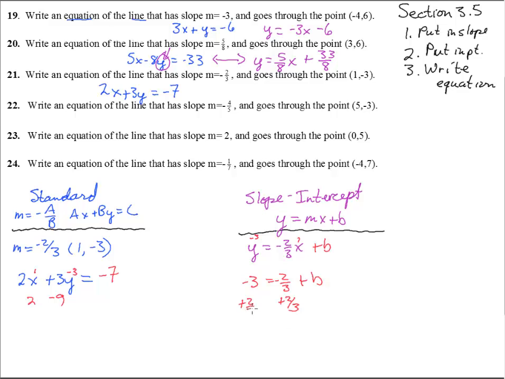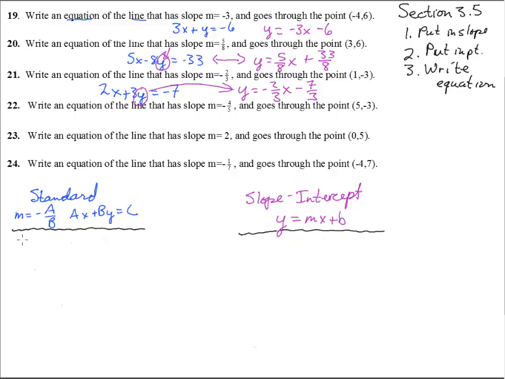Add 2/3 over here, and we get b equals, look at that, negative 3 is the same as negative 9/3 plus 2, that's a negative 7/3. And so we write down the equation. We have y equals negative 2/3 x minus 7/3. What do you think will happen if we solve for y? Zoop! This equation and that equation are exactly the same.